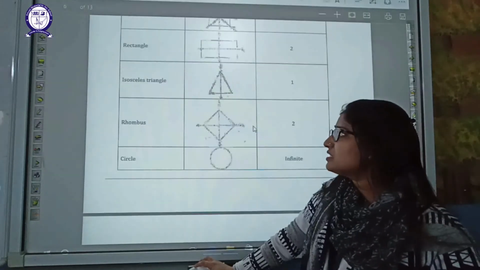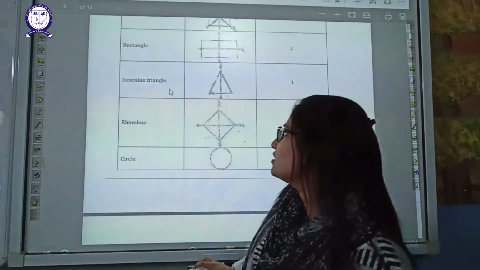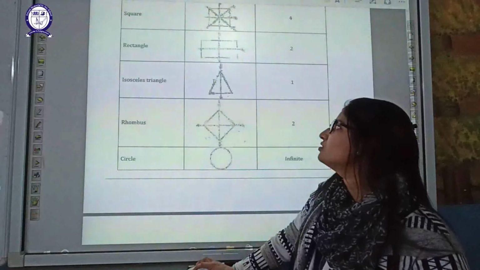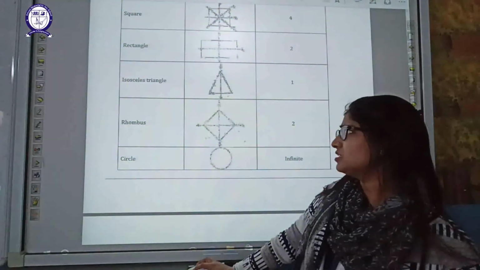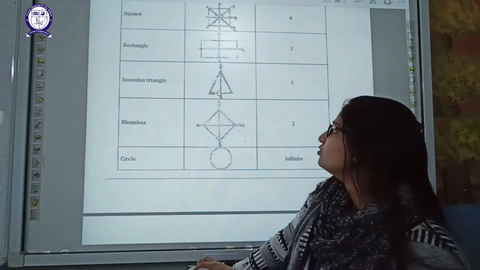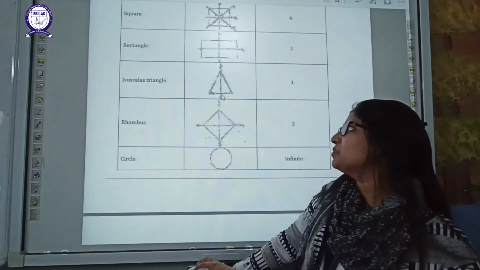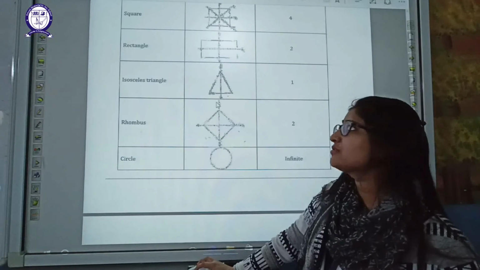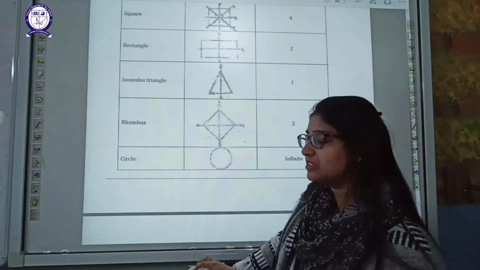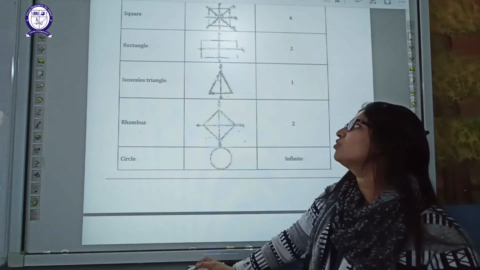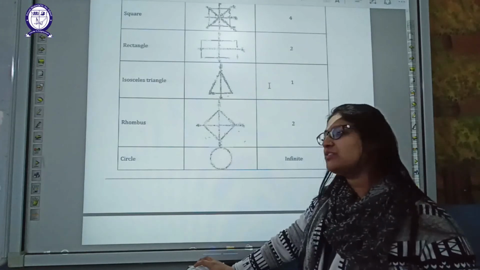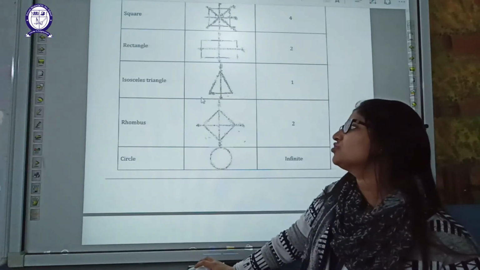In the case of the isosceles triangle, students, we know that two of the sides of the triangle are equal. So suppose these two sides are equal and this base line is unequal. So what we will do, from the vertex to this base line, we will draw a line. In this, what will happen? This right side and this left side will be equal because it is isosceles. So only this vertical line of symmetry can be drawn. So only one line of symmetry is there in the isosceles triangle.